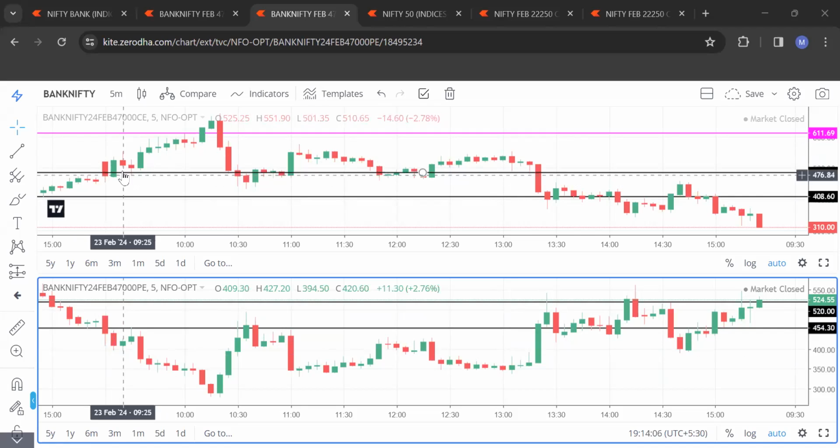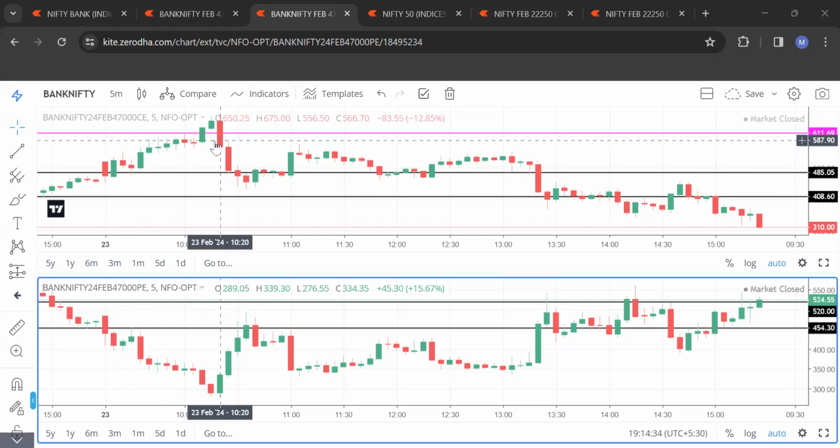Okay. So here we kept the buy at 485.05 and that is hit. Simple. Okay, got it? Now the first target was 485.05 plus 26.11%, that is 611.69. So the first target was achieved. Anyone who took a position got a fabulous return, 26%, which is very good.